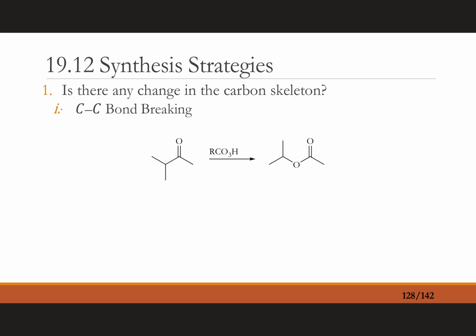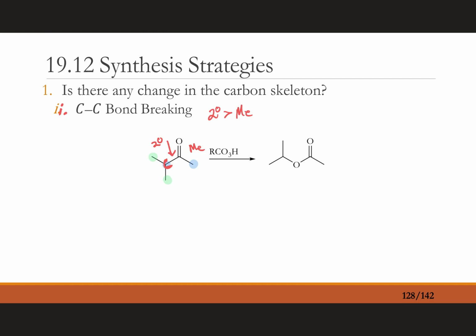And I realized I messed up here. That should be a 2, Roman numeral 2. Is there any change in the carbon skeleton? So here we have carbon-carbon bonds breaking. Again, this is going to be the Baeyer-Villiger reaction. We're comparing those two carbons. So we've got secondary versus methyl, and secondary has a higher migratory aptitude than methyl groups. So the oxygen gets placed in there, creating this major product.